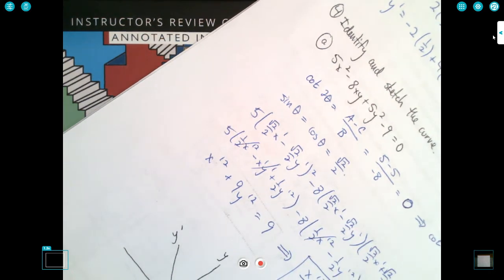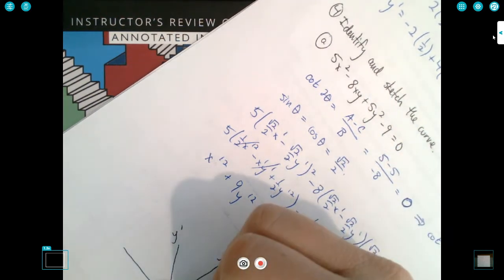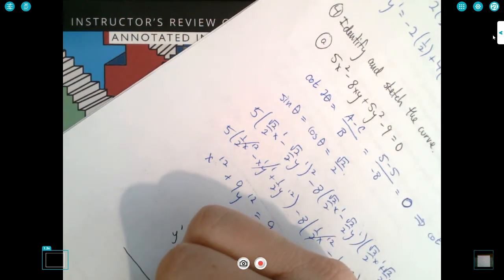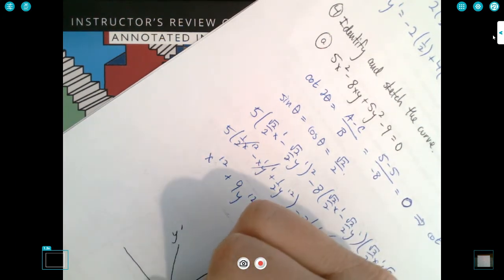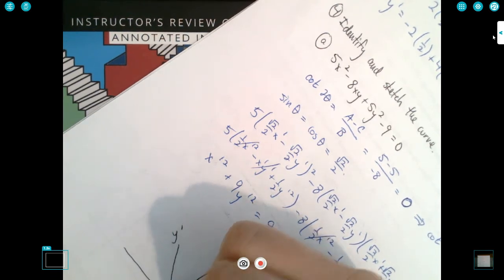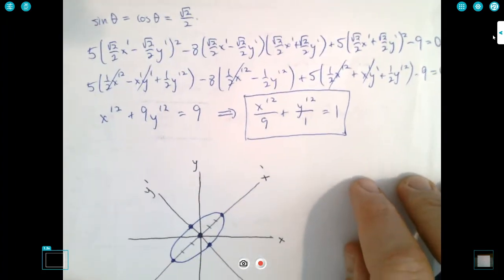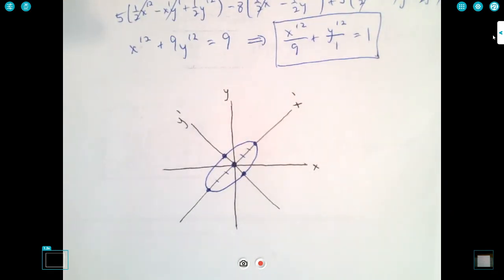And I'm going to graph the ellipse centered at 0, 0. I'm going to go 3 units left and right. 1, 2, 3. So there's a vertex. 1, 2, 3. There's a vertex. And then I'm going to go 1 unit up and down. And then I'm going to draw that ellipse. And that's what I end up with.